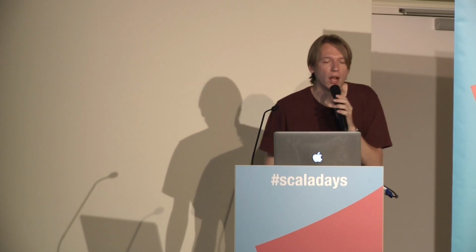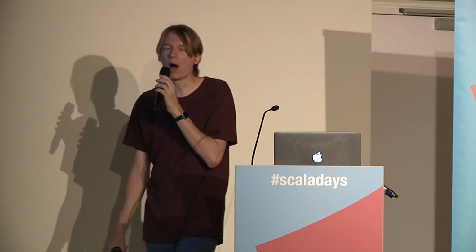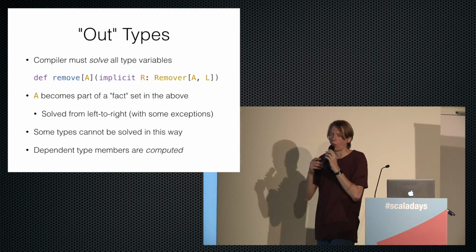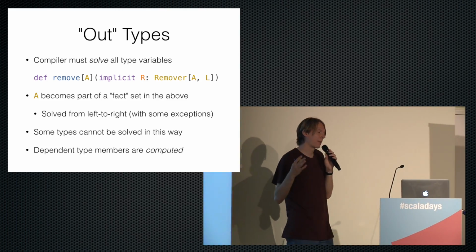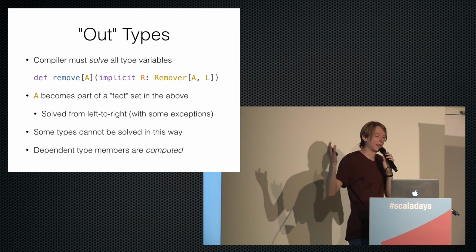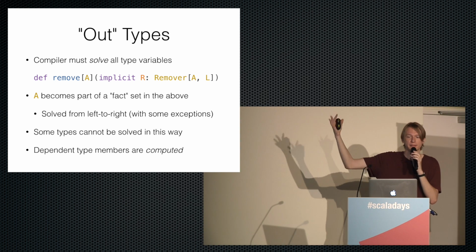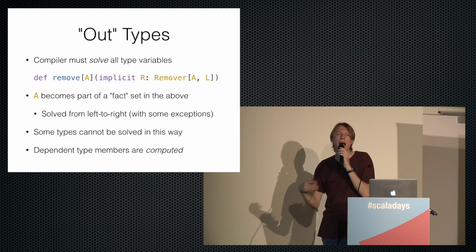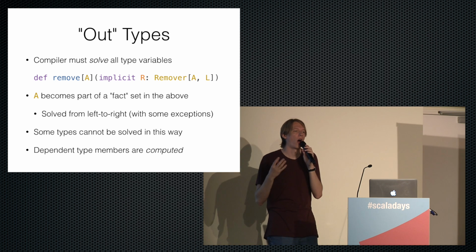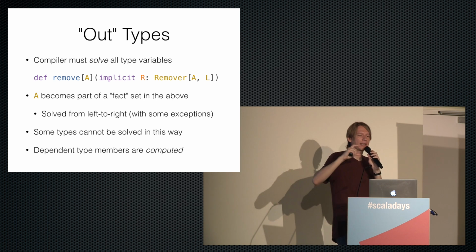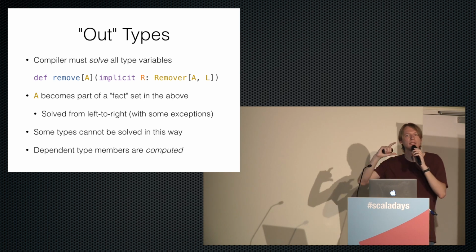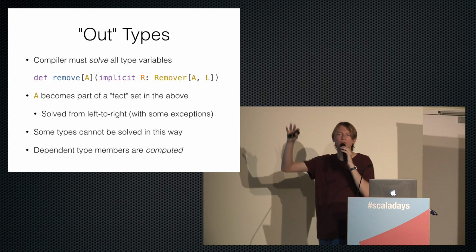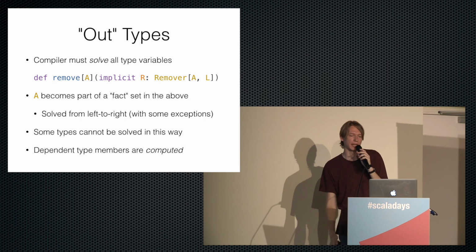So, of course, the obvious question is, why are we using a dependent output type rather than just having a third type parameter on Remover? Well, that's an excellent question. So, with type parameters, and type parameters specifically on the implicit sort of fact sites, the compiler has to solve all of the type parameters, right? It basically has to take every type parameter and put it into a fact set and then find a solution which manages all of those constraints.